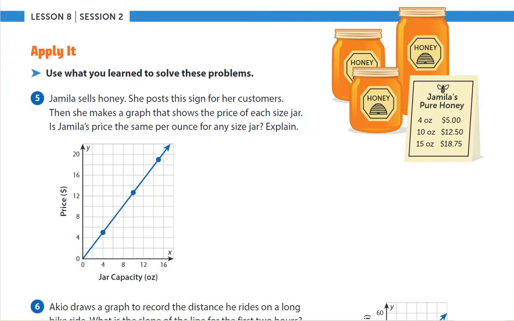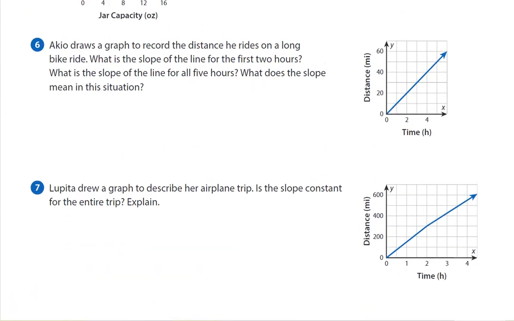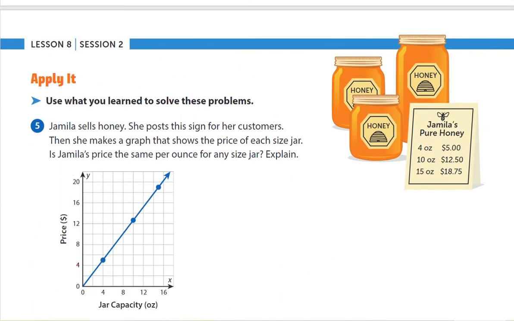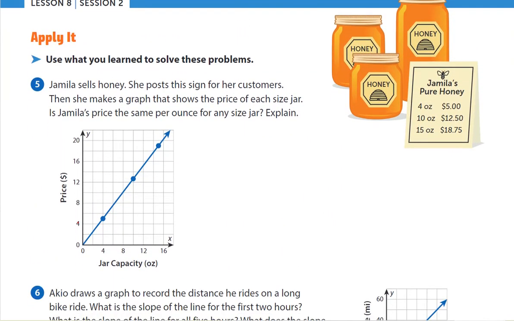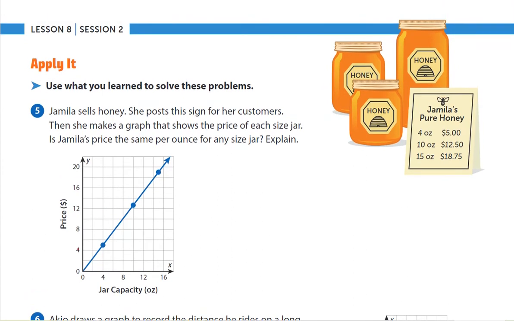There we go. Let's do, how many practice problems? 3? It's always 3. Why do I even look? It's always 3. Alright, 3 practice problems, and I'm excited about this one because I love honey. I eat honey almost every day. So Jamila is selling honey for number 5 here.